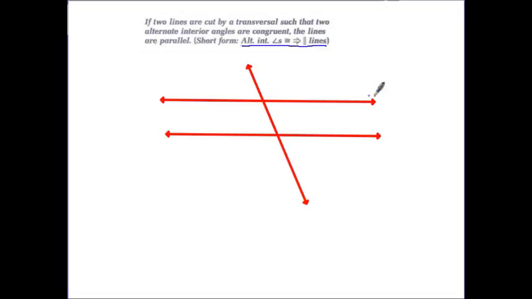So here's what our picture looks like. Let's call this line A, this line B, and our transversal we're going to call T. Now, if we know alternate interior angles are congruent, so that's a given to us, or somehow we can deduce that. If we know these two angles are congruent, the next thing that we can say is line A is parallel to line B, because if alternate interior angles are congruent, then the lines are parallel.